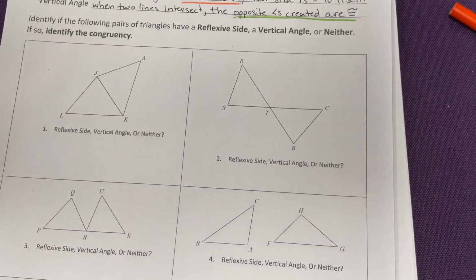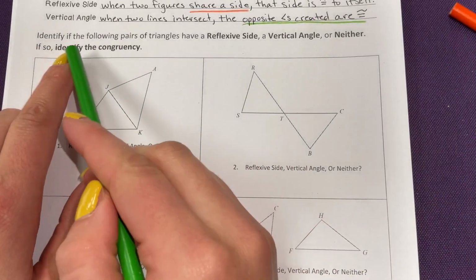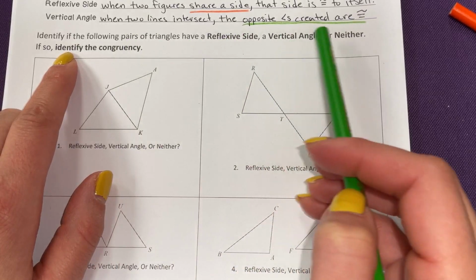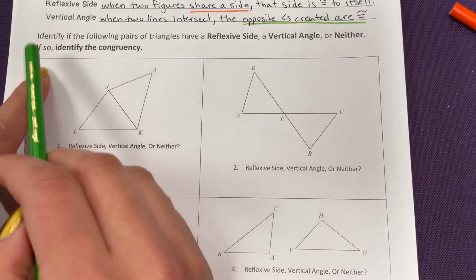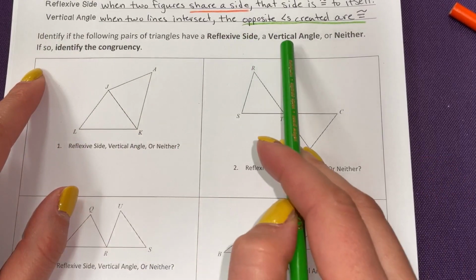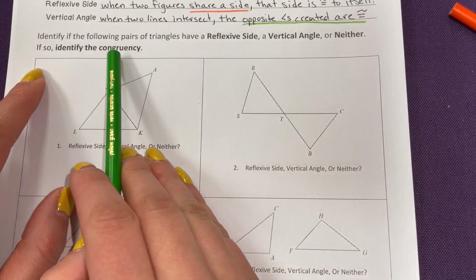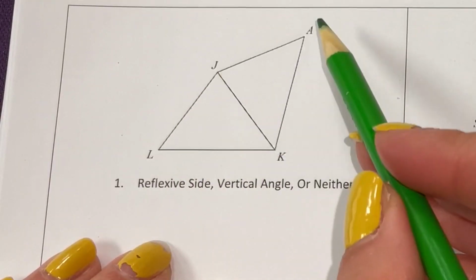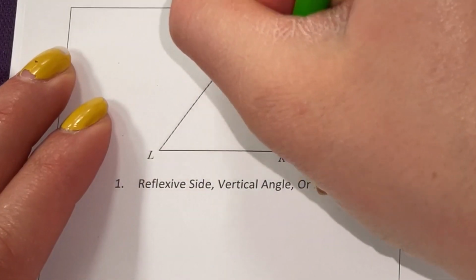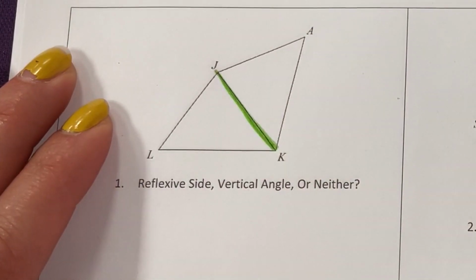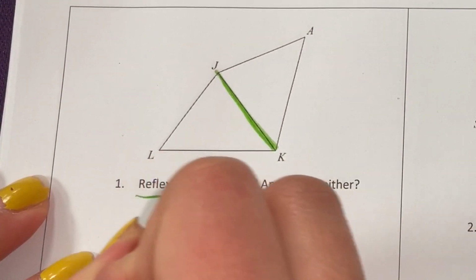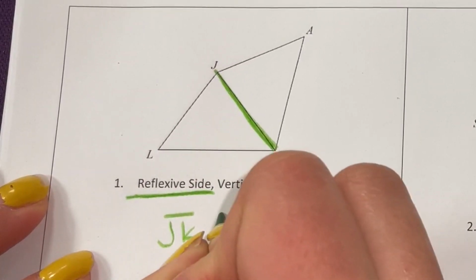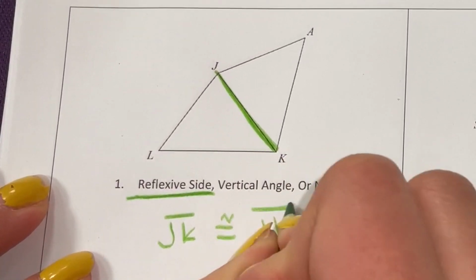What you're gonna do throughout this worksheet is identify if the following pairs of triangles have a reflexive side, a vertical angle, or neither. And if it does have a reflexive or a vertical, then you identify the congruency. So looking at number 1, we have these two triangles and they are connected. They share this line. So this is a reflexive side, and that means JK is congruent to JK.